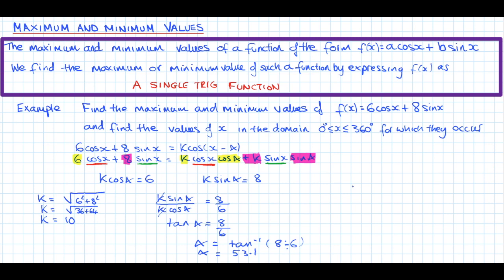Well, here's one of the reasons why. If we take the combination of cosine and sine and express it as a single trig function, then we can look at finding a maximum and a minimum value. Now let's look at that by looking at this example. Find the maximum and minimum values of f of x is equal to 6 cos x plus 8 sin x.